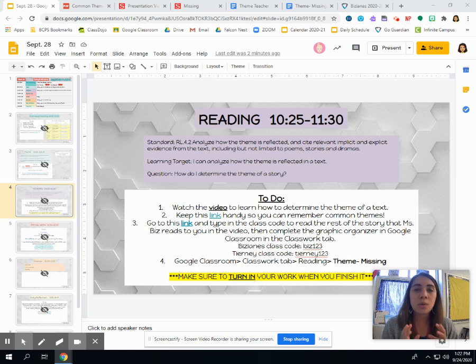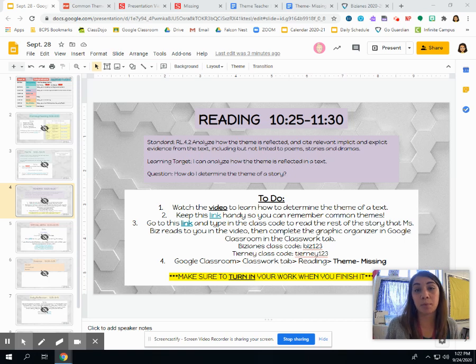So, to tell you what theme is: the message or the moral of the story, the lesson that the character learned. The way we can figure that out is by looking at the character's actions, their thoughts, their feelings, their words, how they respond to problems that come their way. That will help us to find the theme.